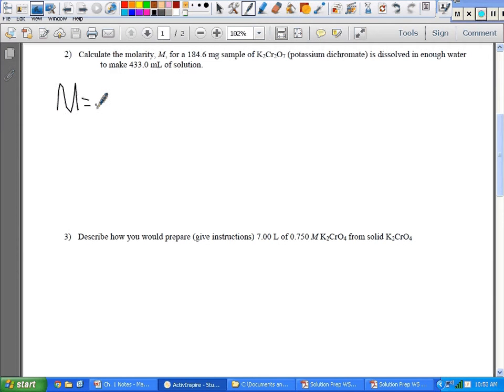Which I said, in its basic form is what? Moles over liters. One of these is easy to get. What's the easy one? Liters, okay?